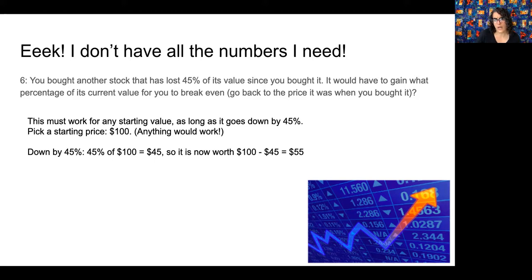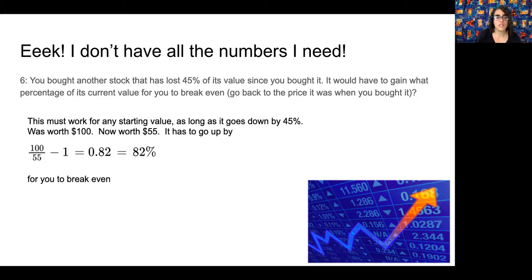How much of its current value does it have to go up by to get back to where it started? It's going to have to go up by a lot, but not quite 100%, because it doesn't have to quite double. So this will be my calculation. It has to go up by 100 over 55, new over old, large over small. How much more than the 55? 100 over 55 minus 1 is 0.82. It has to go up by 82% for you to break even.